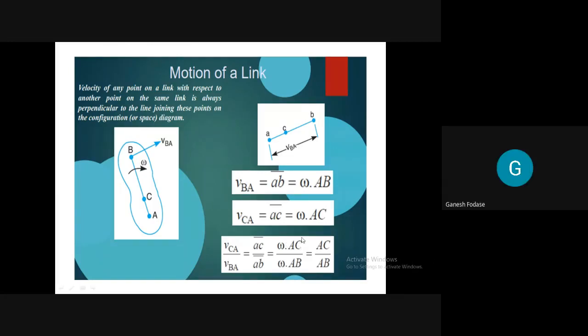Assume this point is fixed. Let's say this point A is fixed. Yes, it is perpendicular to AB. Is it perpendicular to AB? Yes. Of course, I hope you know this.